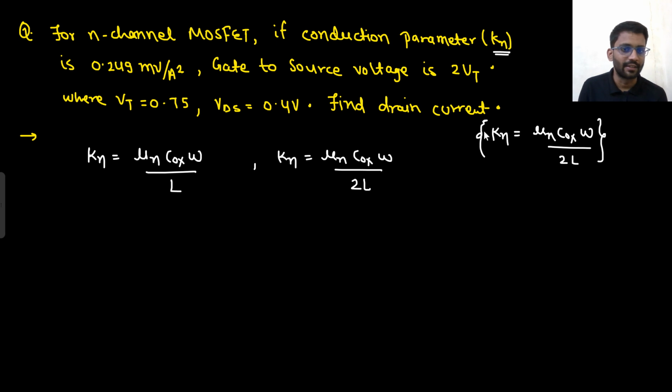So in the examination, it will be written. So here also it is written. This is given in the question. It will be given in the question that Kn means mu n Cox W by L or mu n Cox W by 2L.